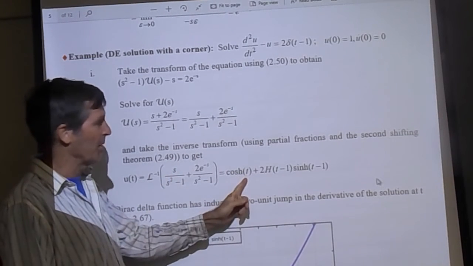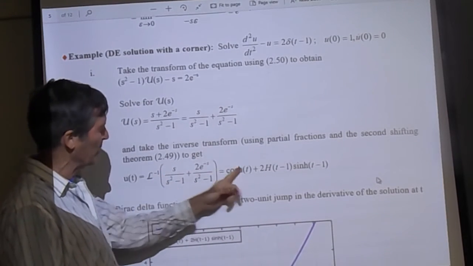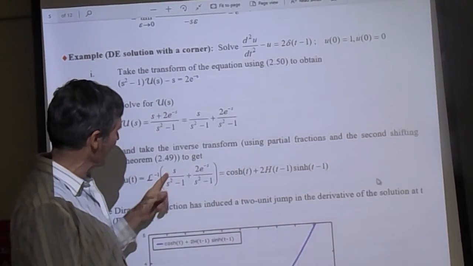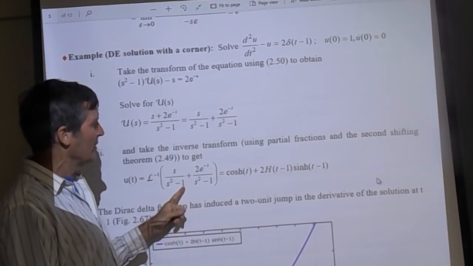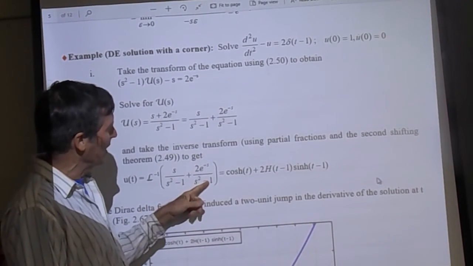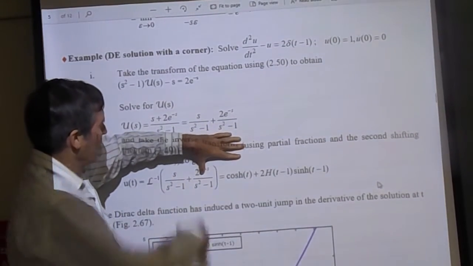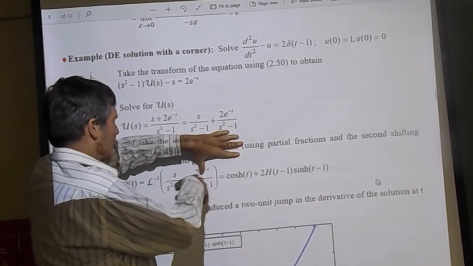But that's just a hyperbolic cosine. So you can memorize this one: the inverse transform of s over s squared minus 1 is cosh. Similarly, the inverse transform of 1 over s squared minus 1 is sinh. And so when I recognize this, I can pull the 2 out. This is the transform of sinh.